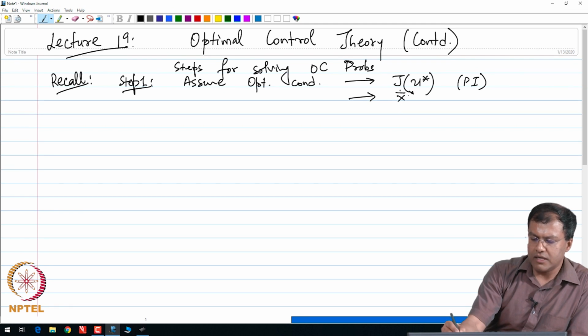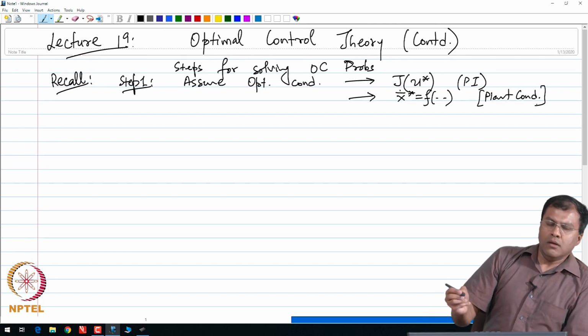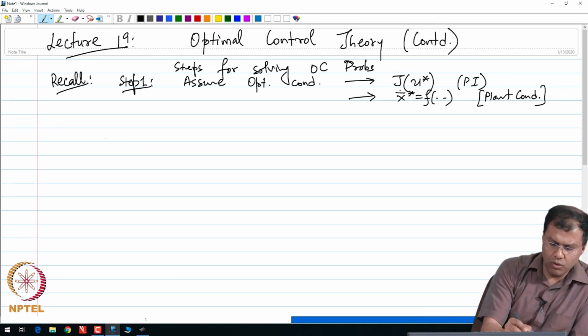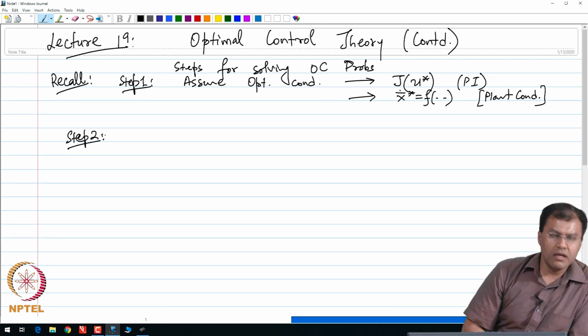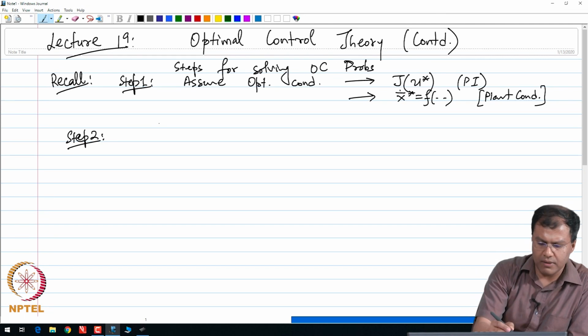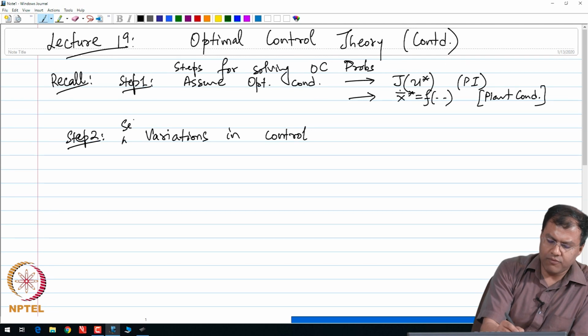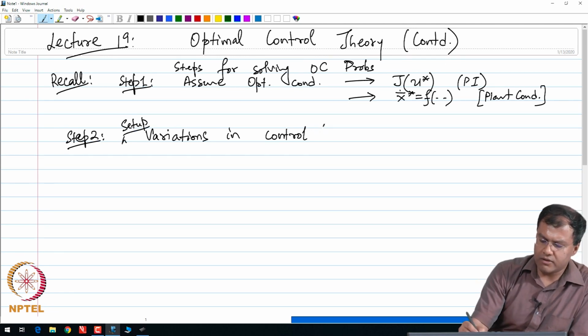and we also write down our plant condition at the optimal value. Then step 2: we took our variations of the variables, here the state and the control variables. So, set up variations in control and state variables.